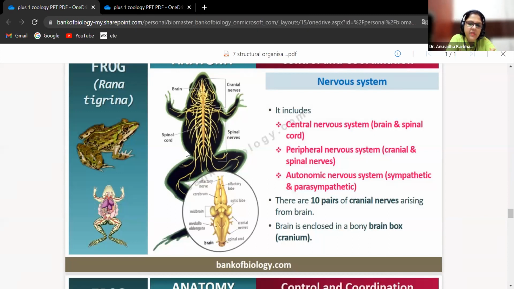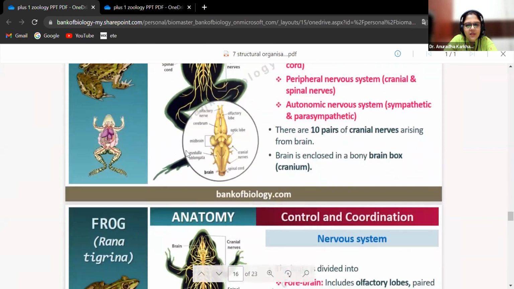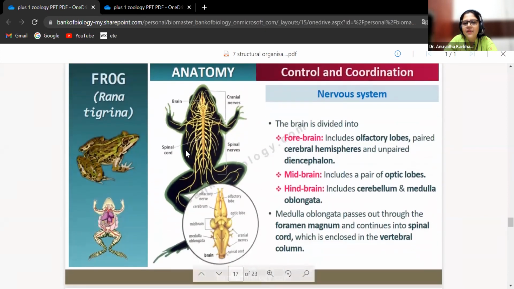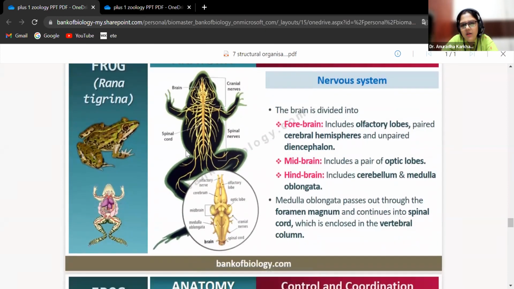Of these, frogs have 10. Brain is enclosed in a bony box called cranium. See how similar it is to us. Nervous system too. The brain is divided into forebrain, midbrain, hindbrain. Ours are also like this. Forebrain will include olfactory lobes, cerebral hemispheres, and unpaired diencephalon.